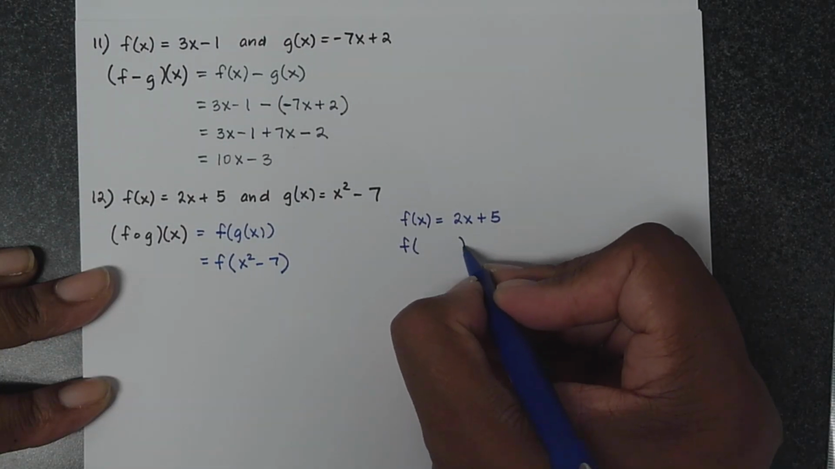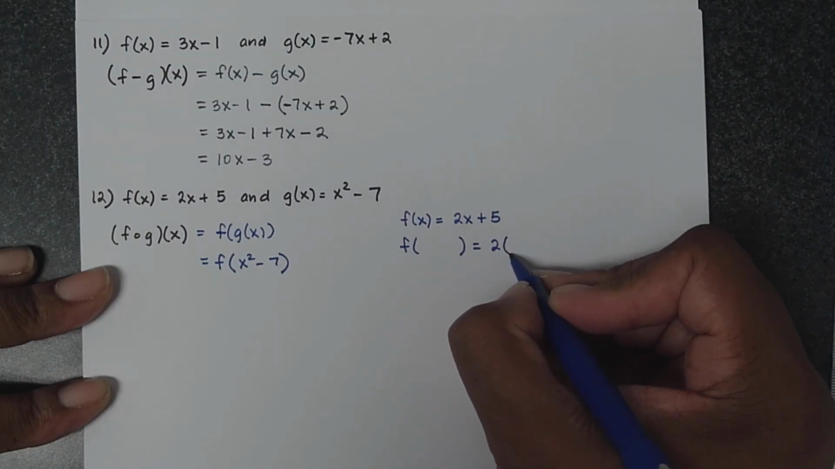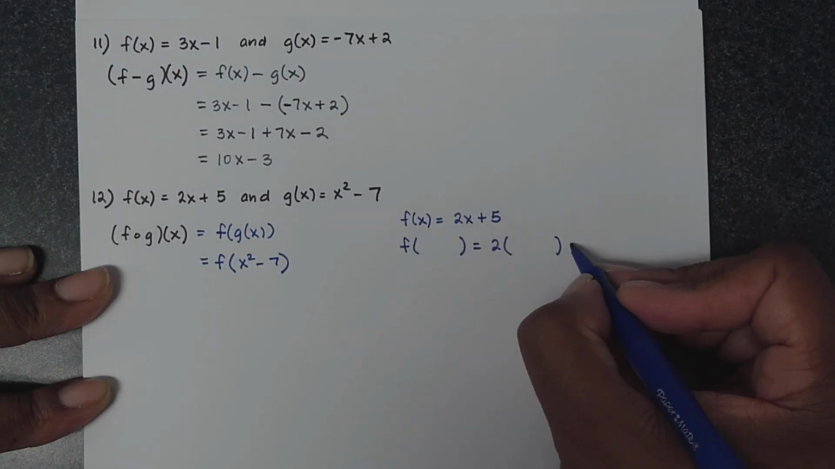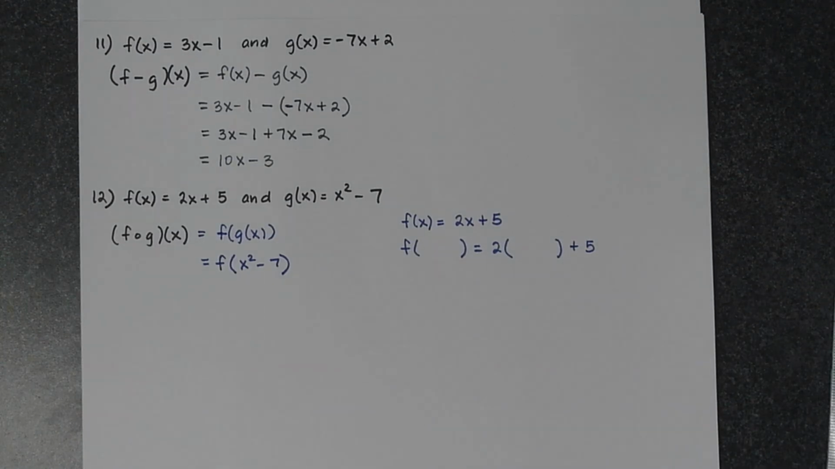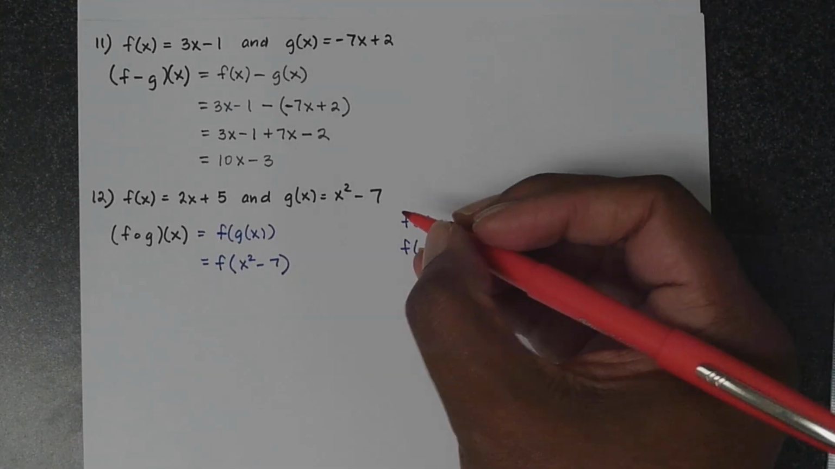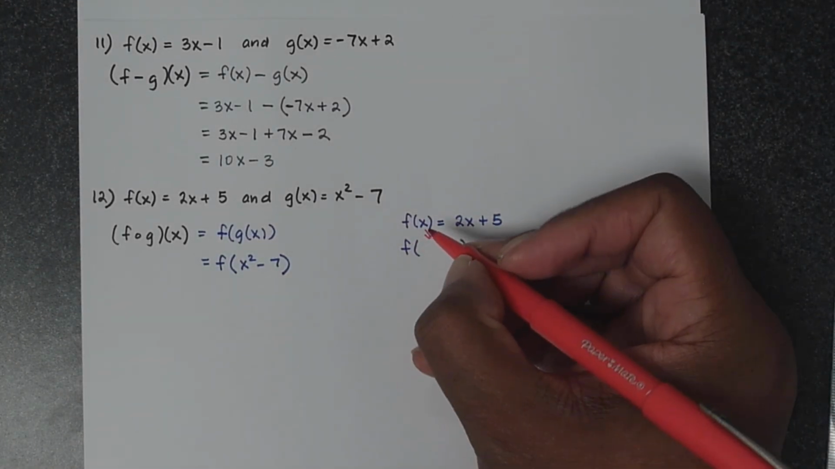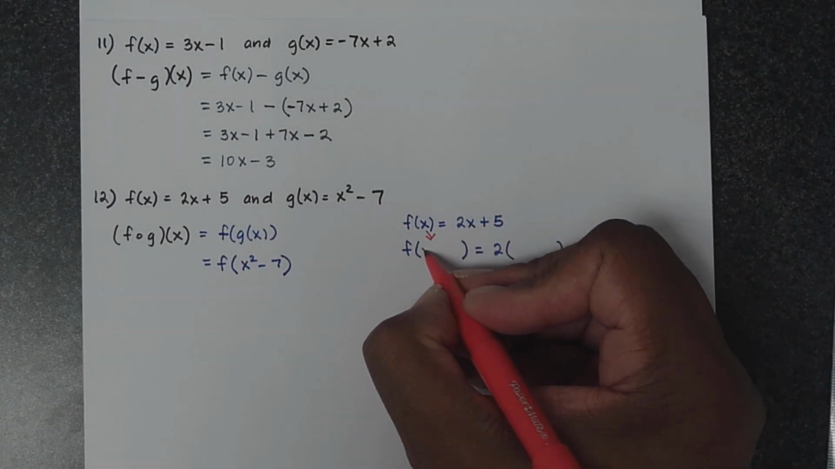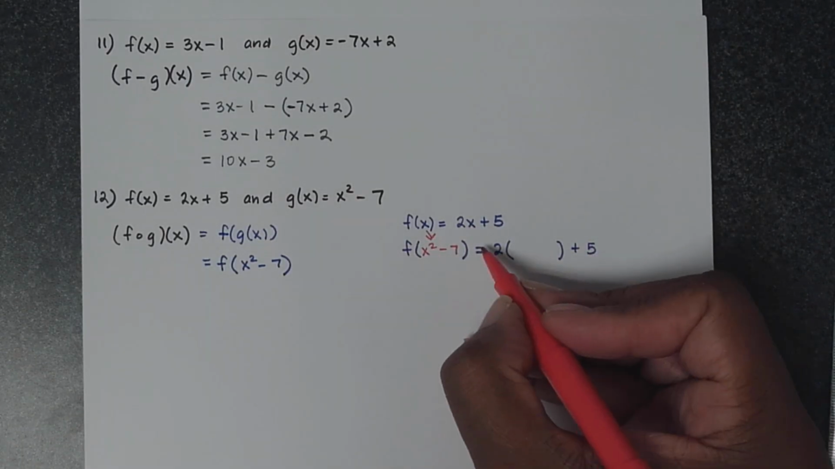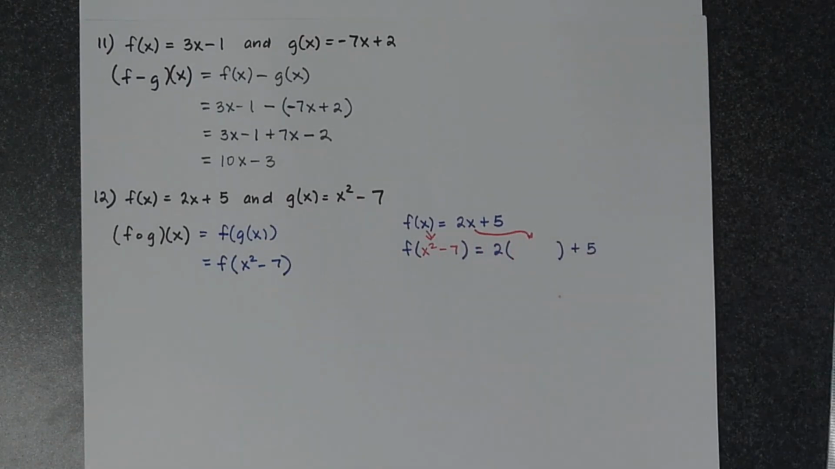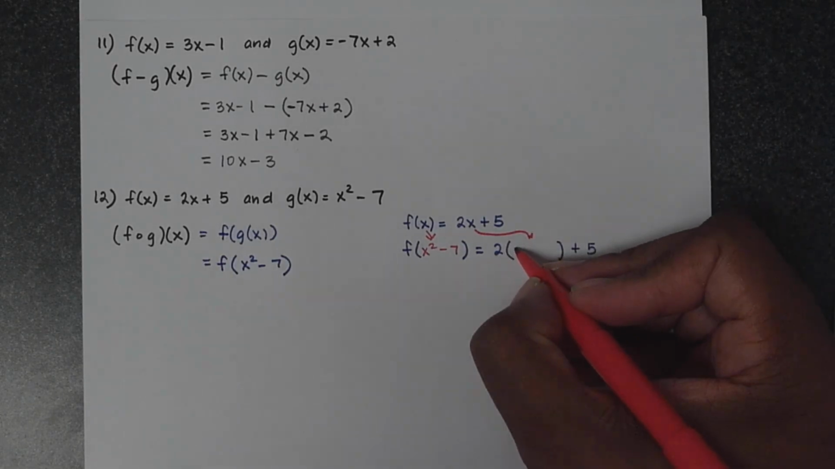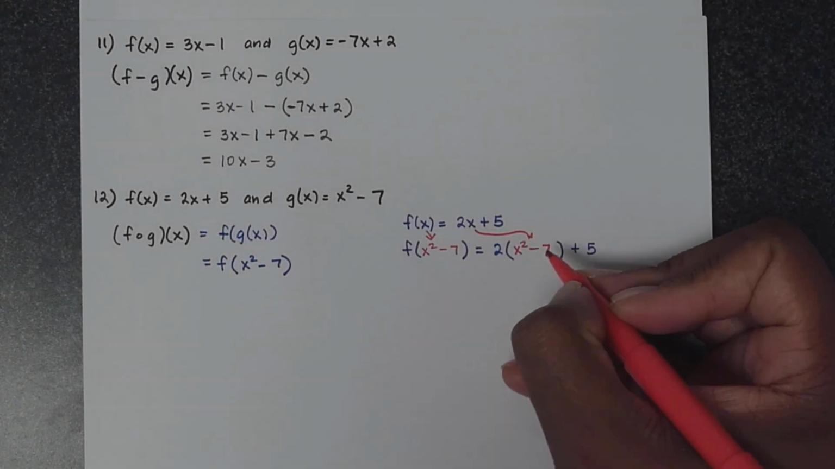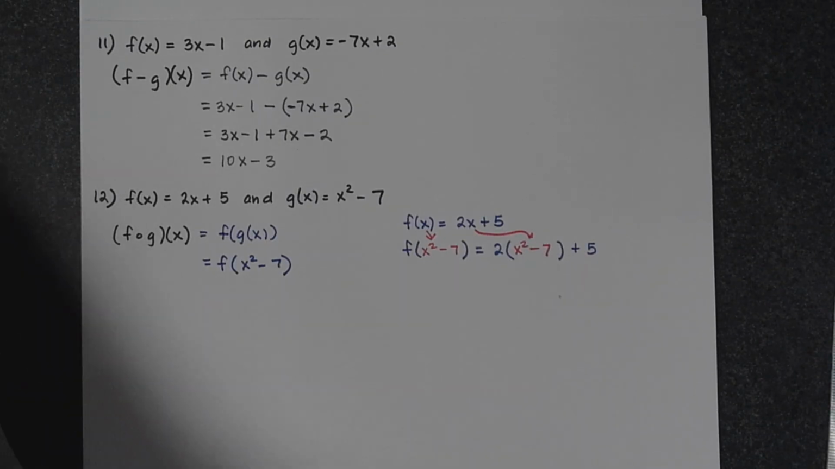Now, this means when we take the composition of those two functions, so when I'm doing f of g of x, every single x in the f of x function, I'm going to replace it with what g of x is. So that means this x in the f of x notation will be replaced with what g of x is, and that's this x squared minus 7. And in the 2x plus 5, this x will be substituted with what g of x is, and that's x squared minus 7. Now I'm going to simplify just the right-hand side.